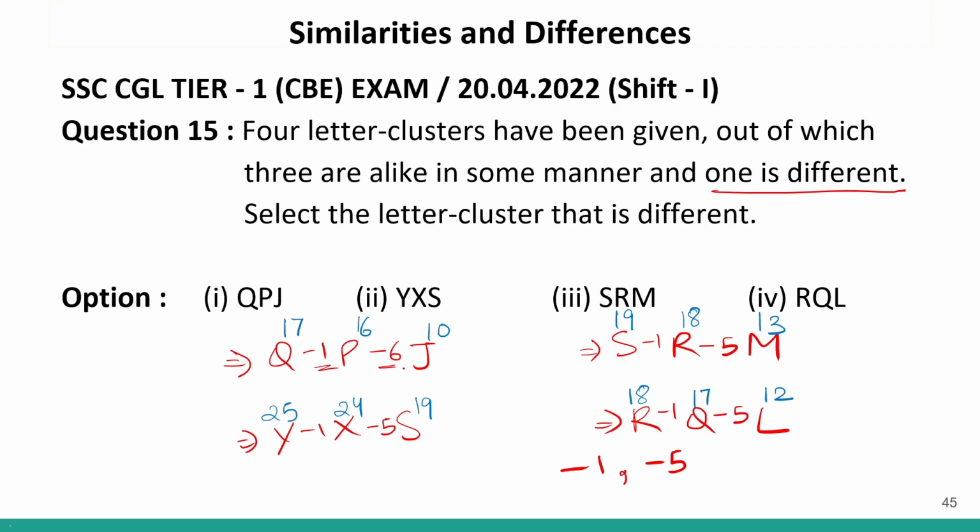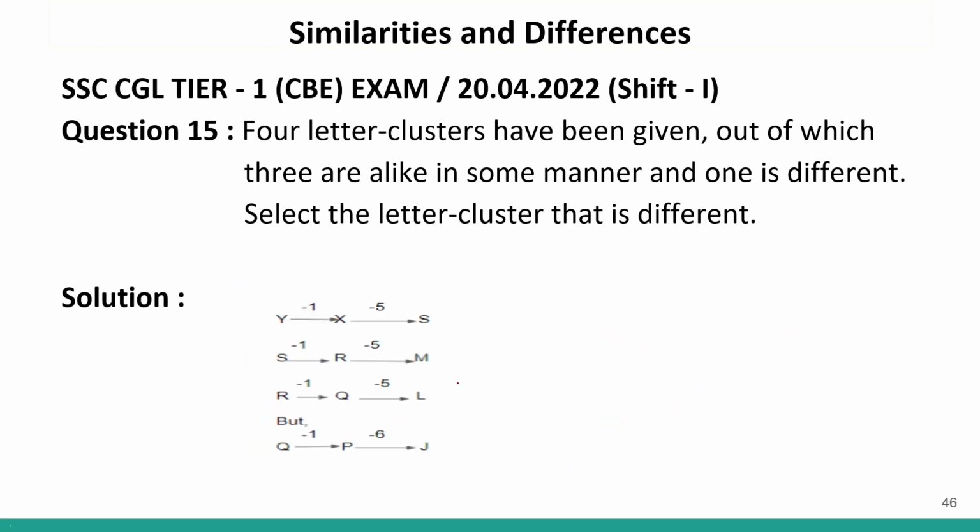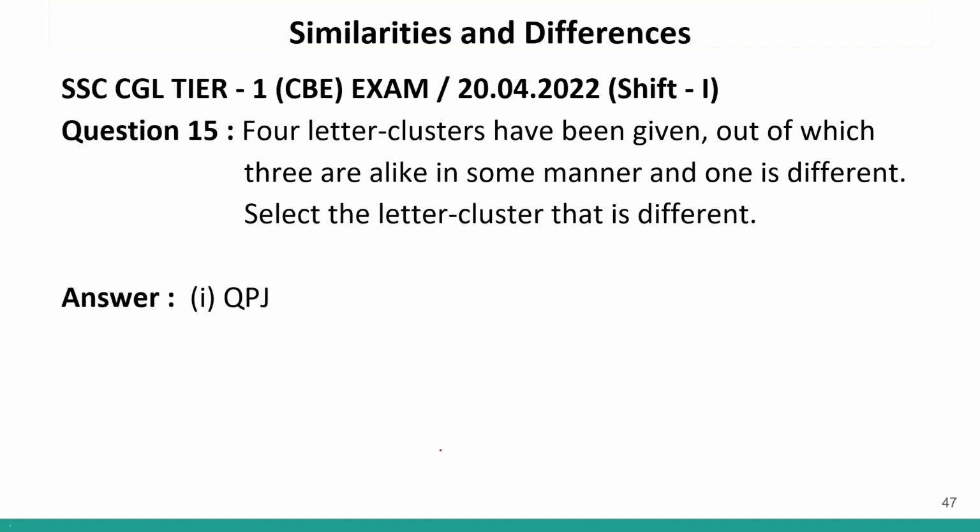So in the question we had to find a term which is different. So it will be option number 1, Q, P and J. So here you can see in each we followed the same logic of -1 and -5. Only this one we had a different logic. So hence our answer will be option number 1, Q, P and J.